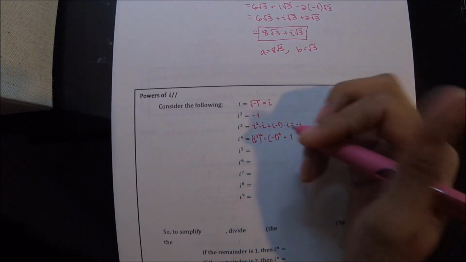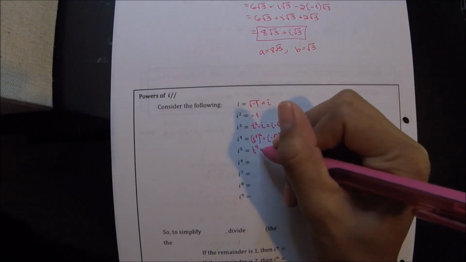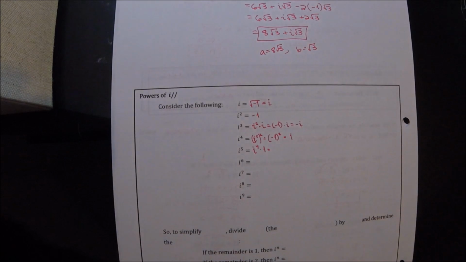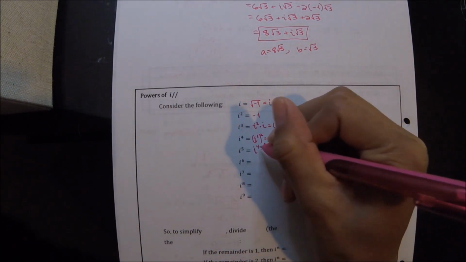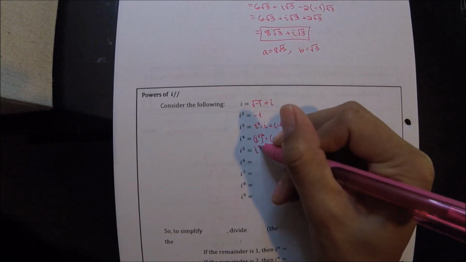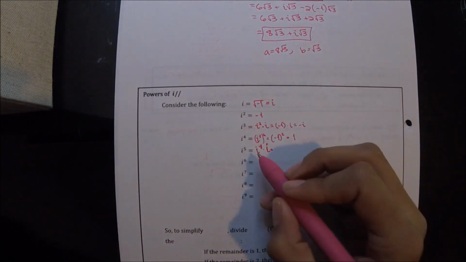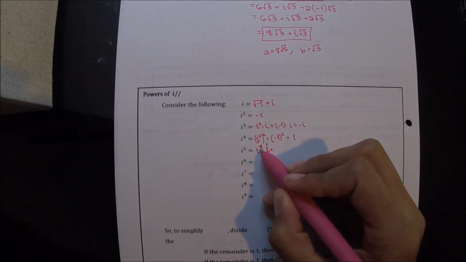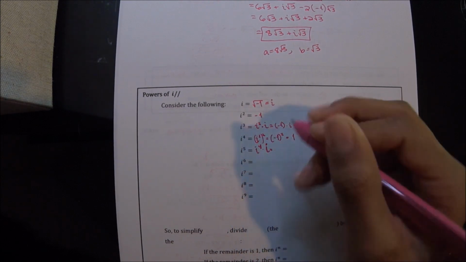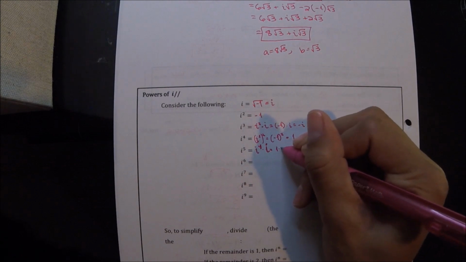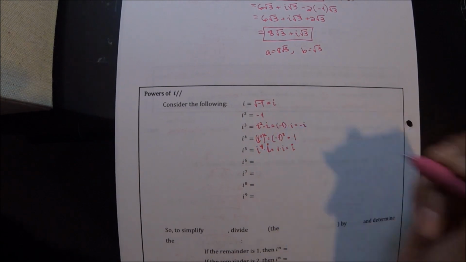And then i to the 5th we could write as i to the 4th times i. i to the 4th times i would be i to the 5th. And what is i to the 4th? Well, we just wrote that. We said that i to the 4th is just the number 1. So we have 1 times i, which is just i.